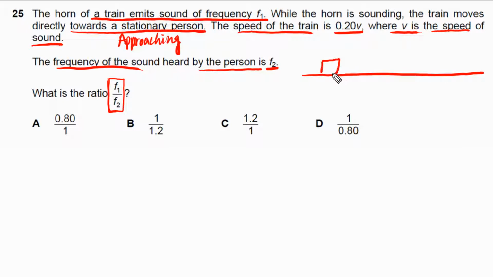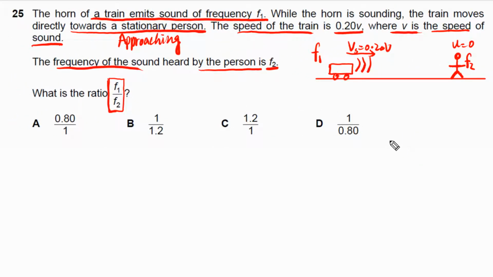Imagine that this is our train and this train is moving to the right, and the velocity of the source is given, that is 0.20 v. This source of sound emits sound waves and the frequency of the sound waves is given, that is f1. Imagine that a listener is standing in front of this train and this listener is at rest, as it is given in the question, and the frequency of the sound heard by this listener is f2.